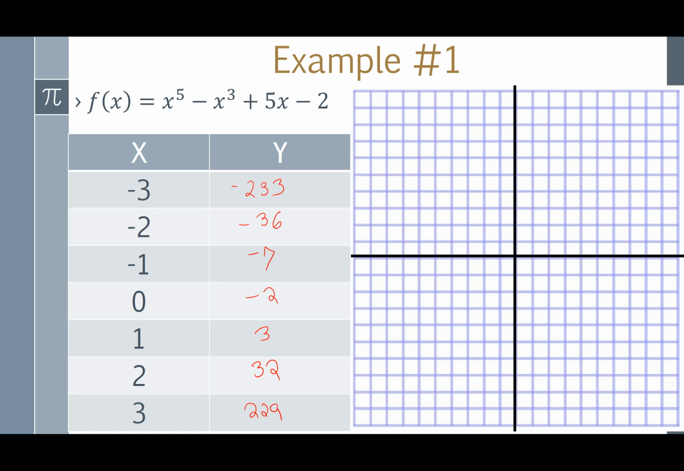Now obviously some of these values we can't plot. Anything that's in the double or triple digits we won't be able to plot, but we know the general direction. Here at -3, we're going to have a super negative value for y, so it's going to keep on being down there. So we can plot -1, -7. We can plot 0, -2. We can plot 1, 3. And we can't plot anything else.